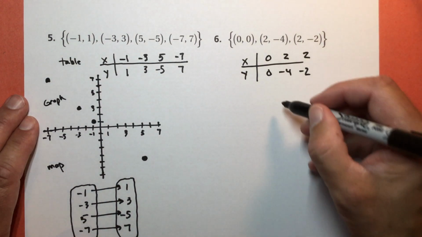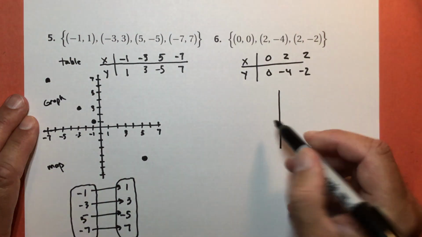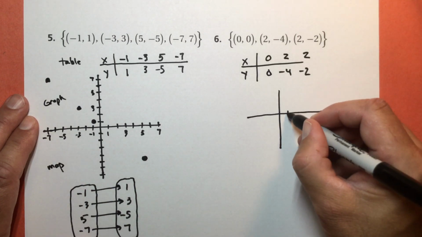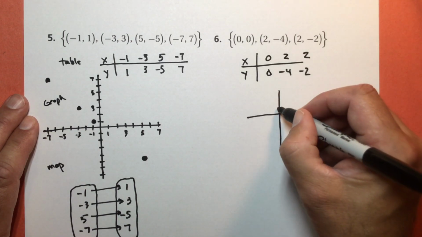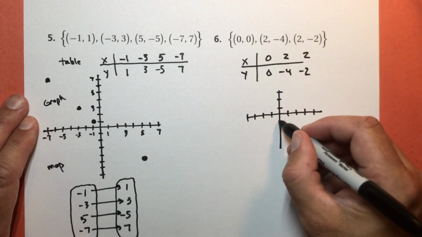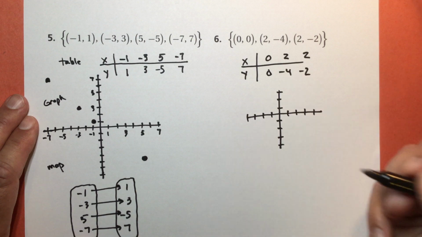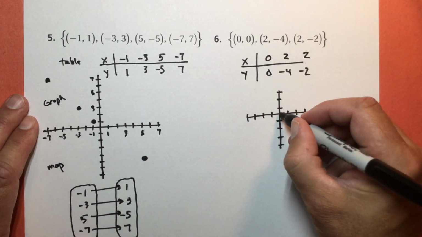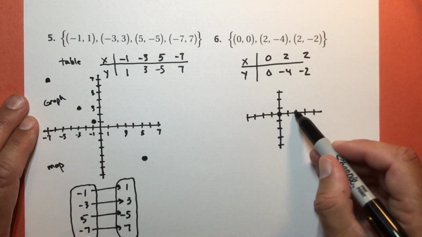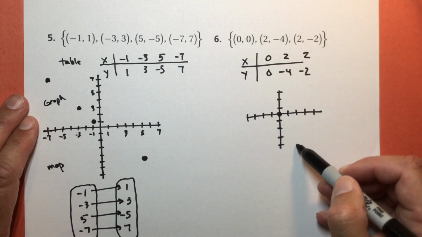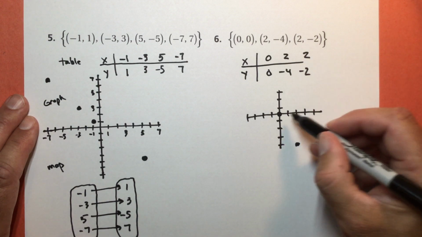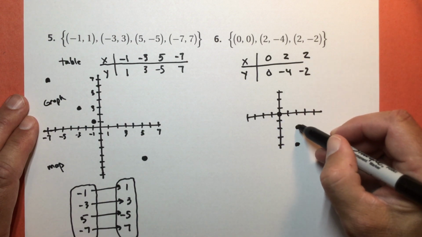For my graph, again, I've got some positives and negatives. So I've got 1, 2, 3, 4, 1, 2, 3, 1, 2, 3, 4, 1, 2, 3, 4. 0 gives 0, so that's right here. 2 gives -4, so go right 2 and down 4. 2 also gives -2, so I go right 2 and down 2.